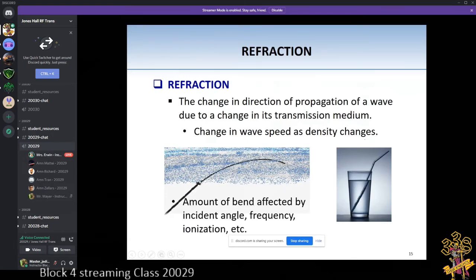So your RF rays, just like these light rays, will actually bend. They go from one medium into another. Sometimes they bend the way you want them to. Sometimes they can actually bend the opposite direction and go out into space. How much bend you get is going to be dependent upon the conditions of the ionosphere, your incident angle, and what frequency you're operating at. So if you change to a different frequency, you get a different amount of refraction.